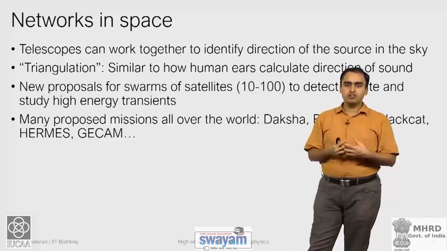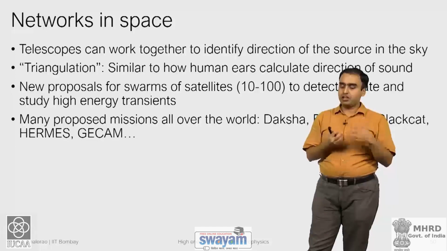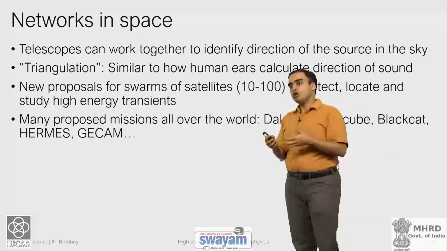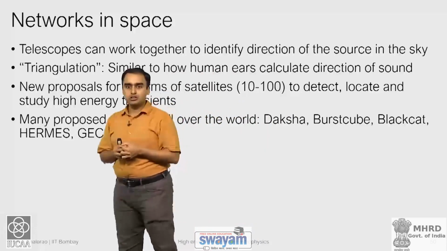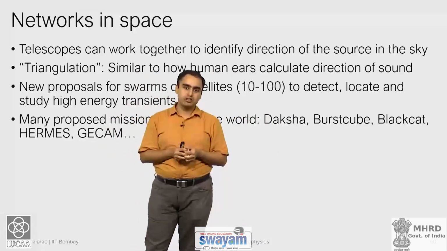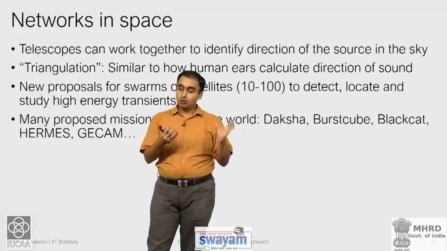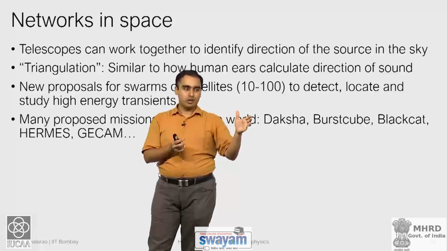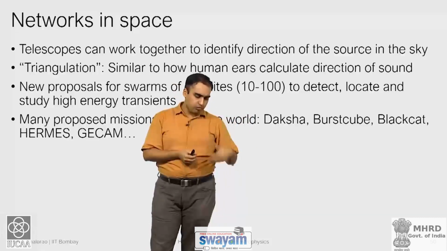Each satellite can have its own specialities, it can have its own different energy bands of observing, different fields of view, different resolutions, and all of these satellites working together can give us a lot more information. So, there are multiple proposals like this. There are proposals in India, proposals abroad for detecting gamma ray bursts. There are even student projects around the world to make satellites which are about this small, okay, CubeSats, which can actually detect gamma ray bursts. So, there is a lot of development happening here.